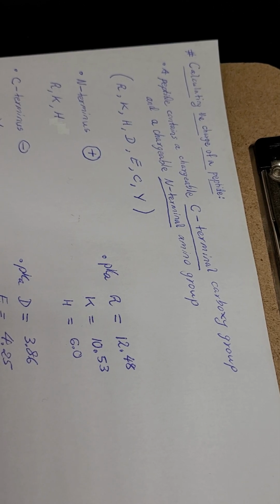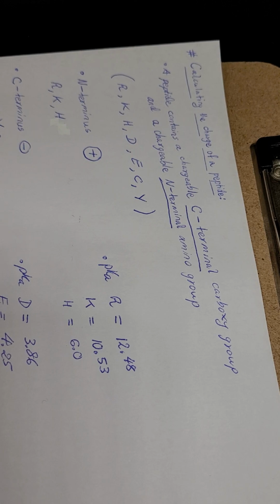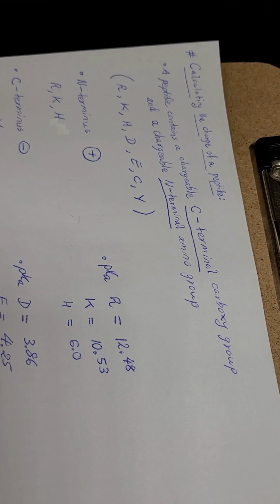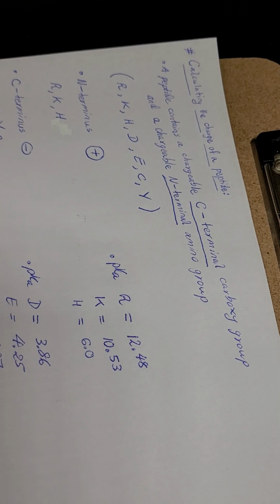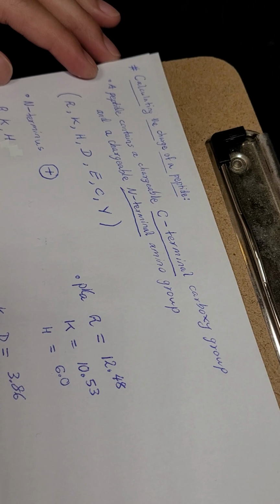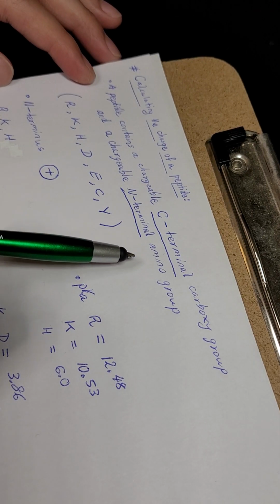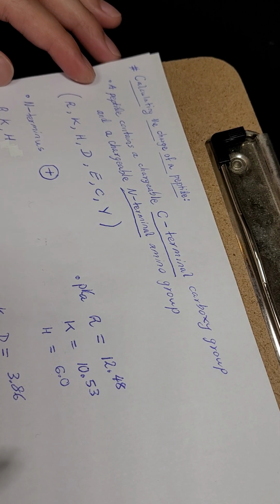Hello everyone. Today I'm going to teach about how to calculate the charge of the peptide. A peptide contains a C-terminal carboxyl group and an N-terminal amino group.